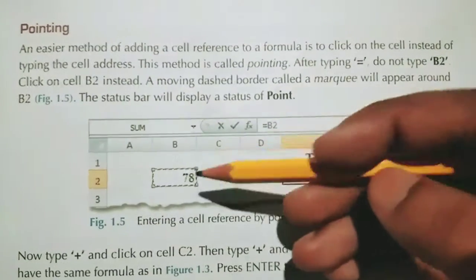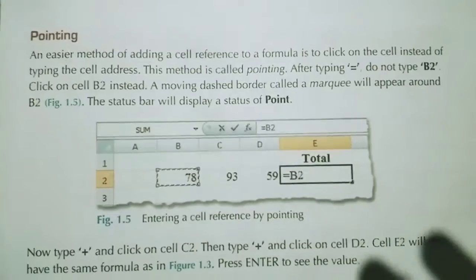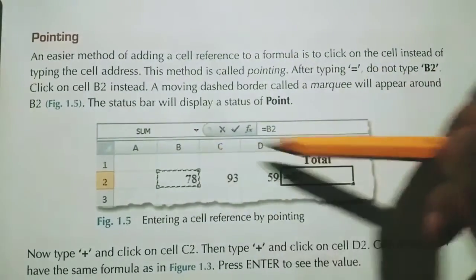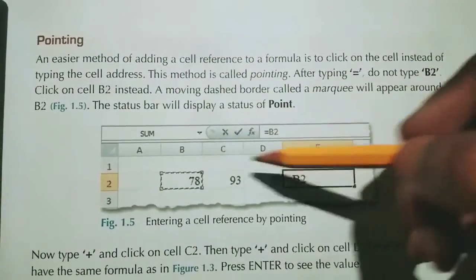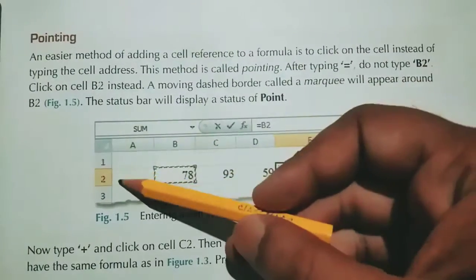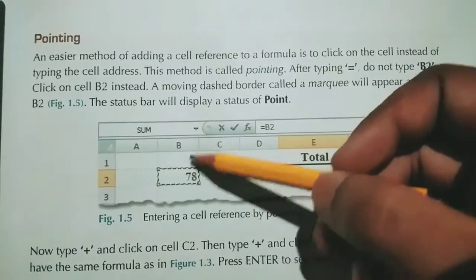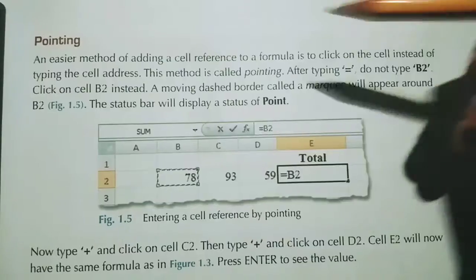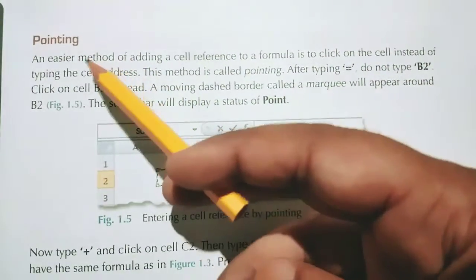You know, these are the cells, right? These are the cells, these are the rows, and these are the columns. Now how can you name the cell? Like B and 2. So this cell name is B2. I explained this in the last video. Then what is called pointing?